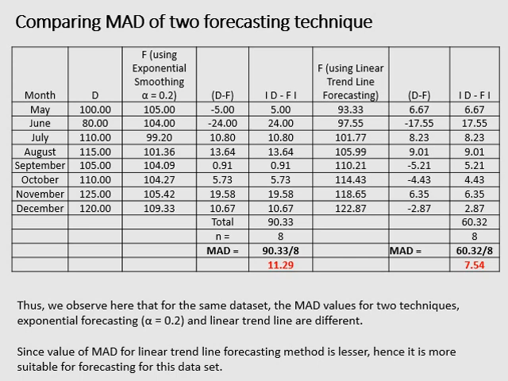Then, we sum up all the absolute error values. We get 60.32. This is divided by 8, to get the MAD value. In this case we get 7.54. Thus, we observe here that for the same data set, the MAD values for two forecasting techniques are different. Since the value of MAD for linear trendline forecasting is lower than that of exponential smoothing forecast, we consider linear trendline forecasting method as more suitable for this data set.